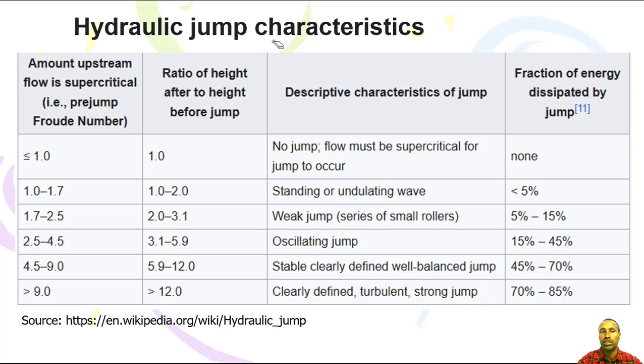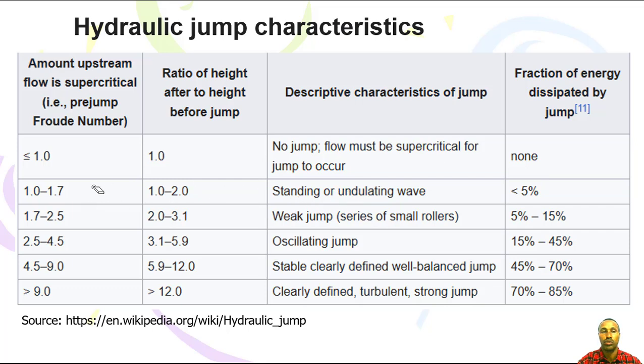Hydraulic jump characteristics: the upstream flow is supercritical, given by the pre-jump Froude number. If it is less than 1, the ratio of height after to height before the jump will be 1. The description of this jump is no jump formation. If the Froude number is less than 1, you have no jump. Flow must be supercritical for a jump to occur.